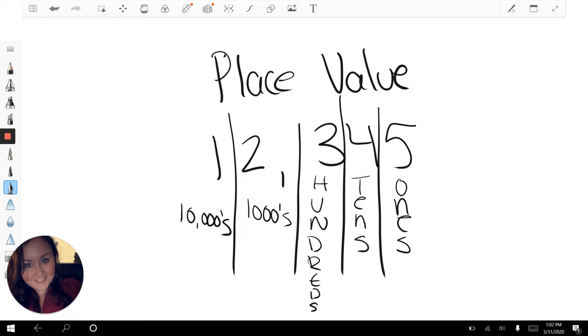Now, this is just important to remember, especially the 4 and the 3, the tens and the hundreds. Because when we are in multi-digit multiplication and we move over to these numbers, we're going to be adding a 0 at the end. But we'll get into that a little deeper once we get there. I just wanted to give an overview of place value.